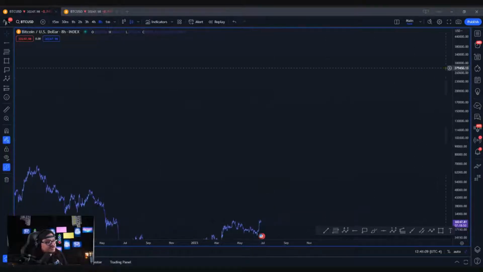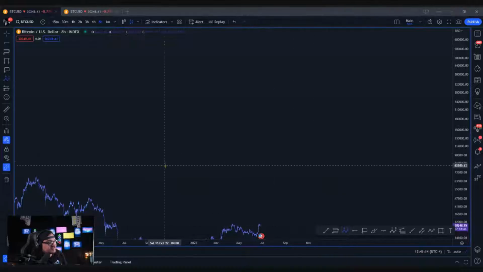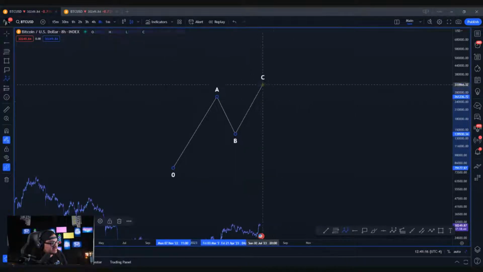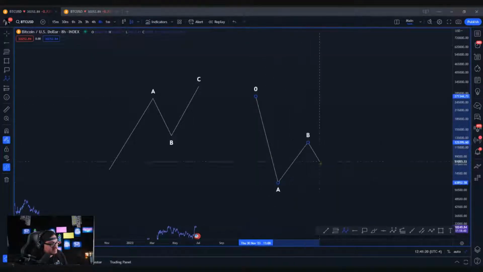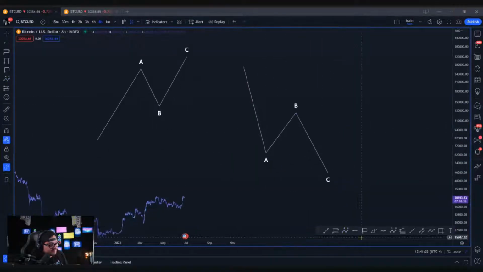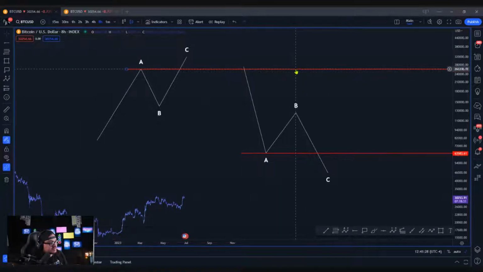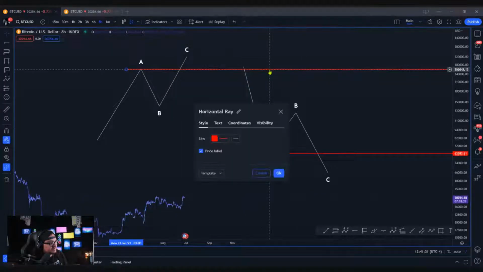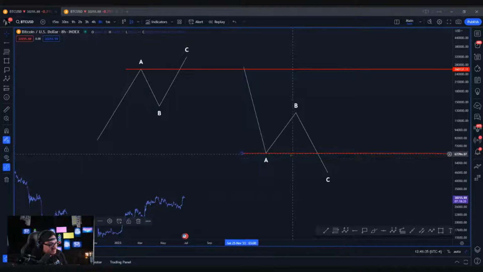So first things first, what an ABC is basically, we're looking to identify trends in groups of threes, either to the upside or to the downside. That's an ABC to the upside, and we have an ABC to the downside. And from there, we're going to be looking for price to establish and push past the pivot of the A. So I'll show you what that looks like on both sides.